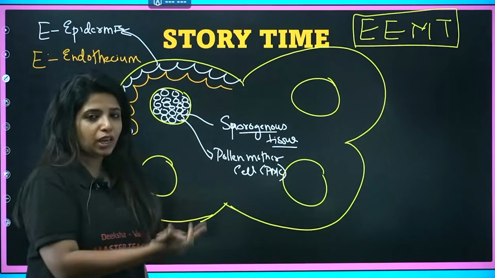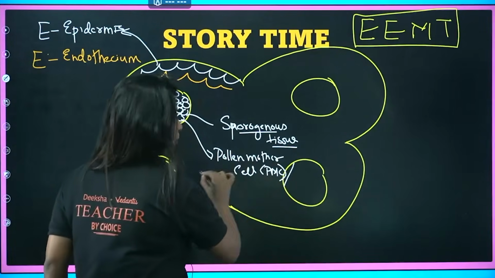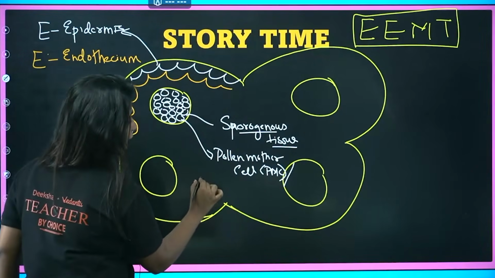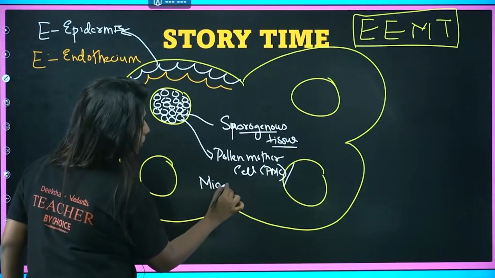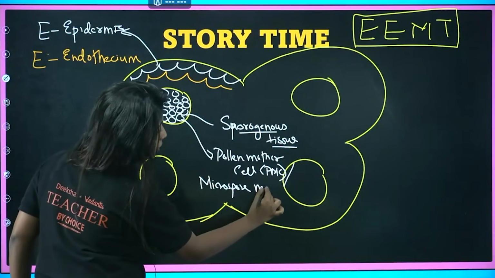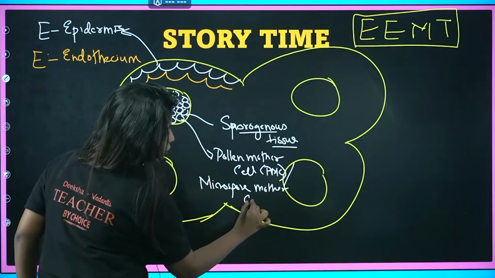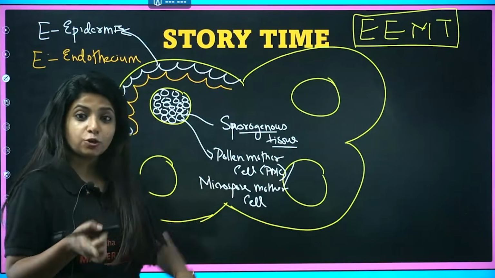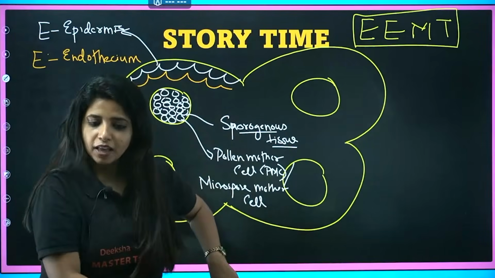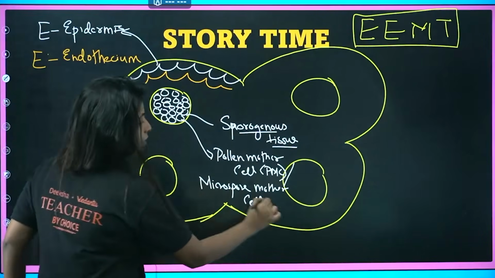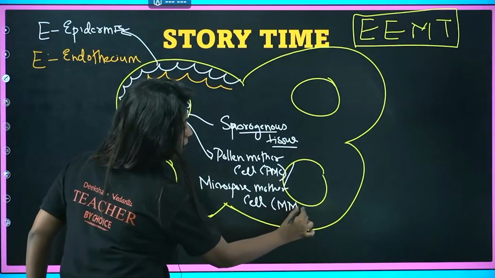And you have one more name for it. Apart from pollen mother cell, it is also known as microspore mother cell. So, in the microsporangium, you have the microspores out there. Okay. So, in that case, it will also be known as MMC.